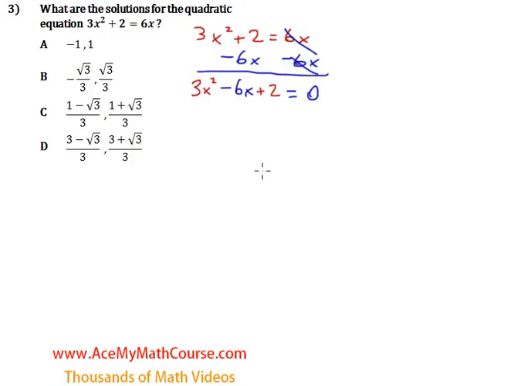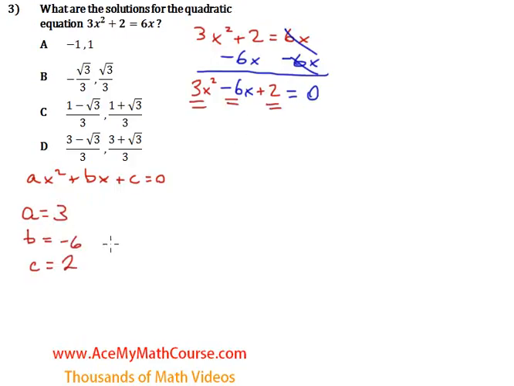Okay, so I want to use the quadratic formula. For ax squared plus bx plus c equals 0, let's identify a, b, and c in this case. A is 3, b is -6, c is 2. Okay, now here's the quadratic formula: negative b plus or minus the square root of b squared minus 4ac, all over 2a.